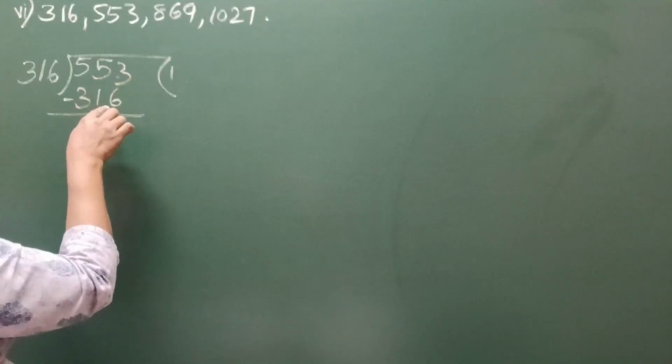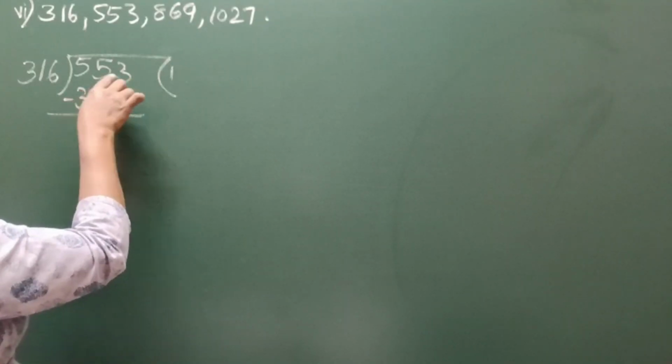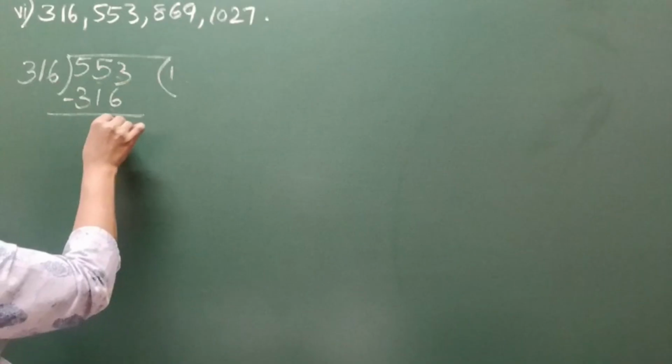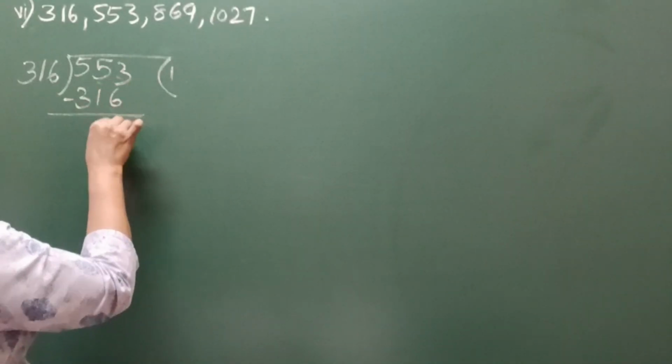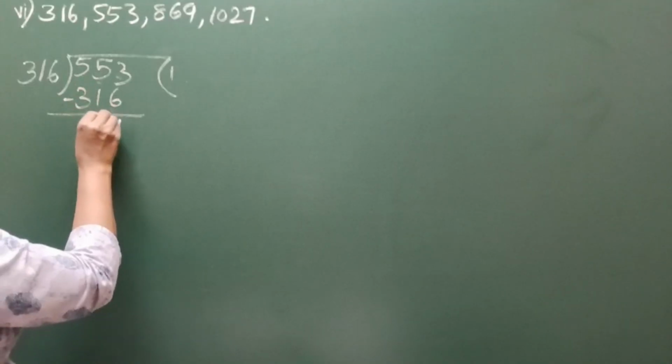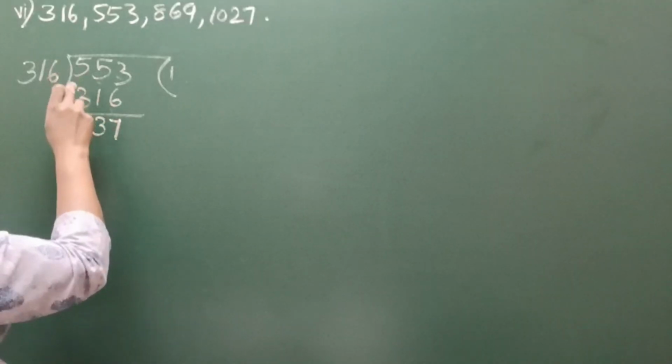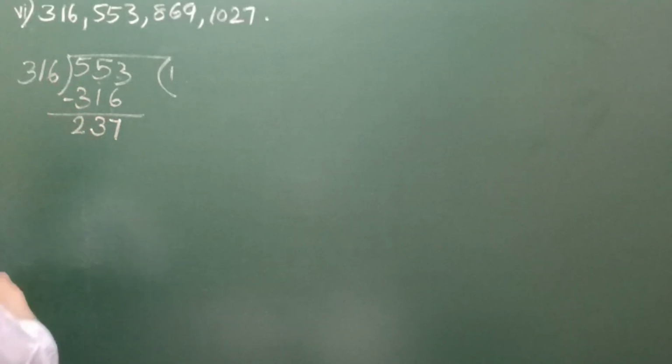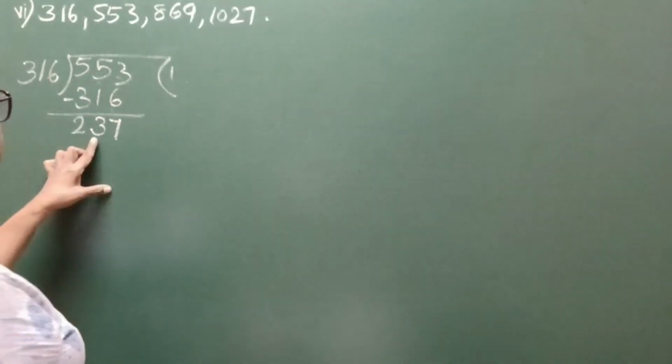3 is smaller than 6, so borrow from 5 and make it 13. 13 minus 6 is equal to 7. Remaining 4. 4 minus 1 is equal to 3. 5 minus 3 is equal to 2. 237.